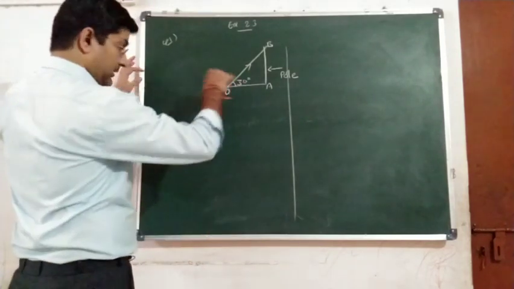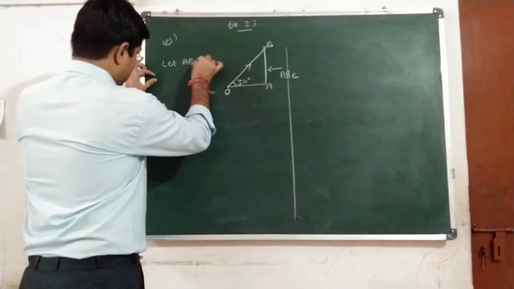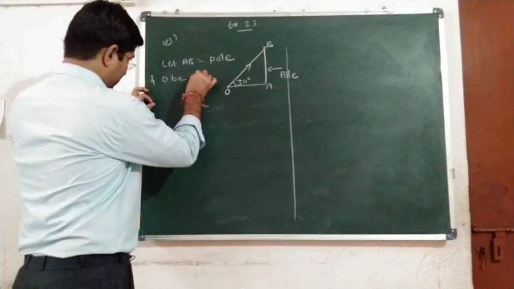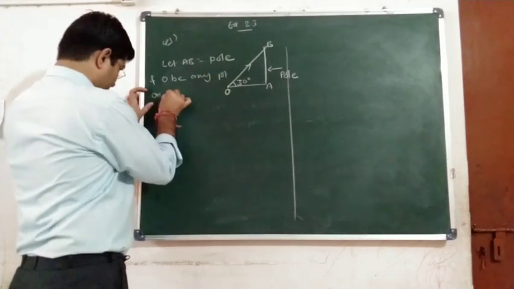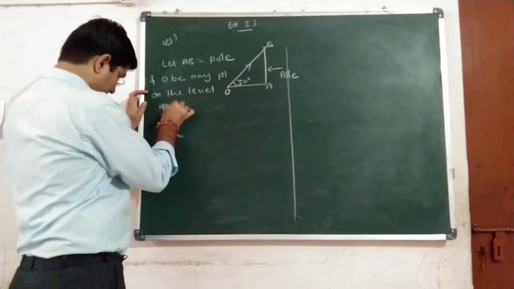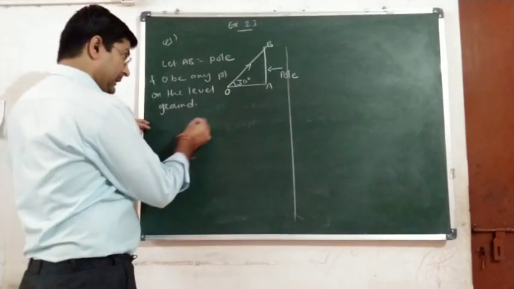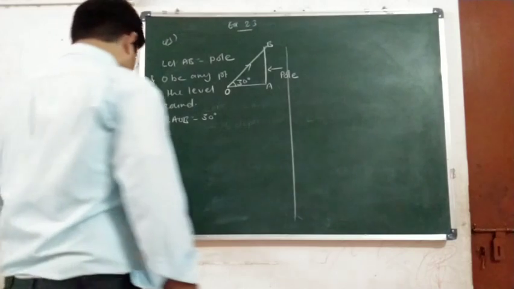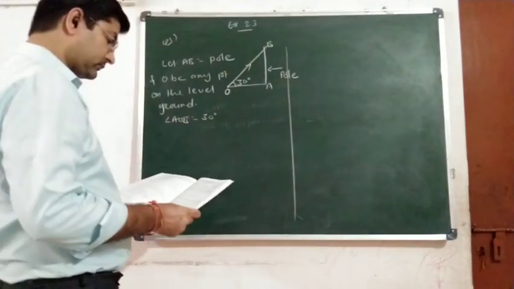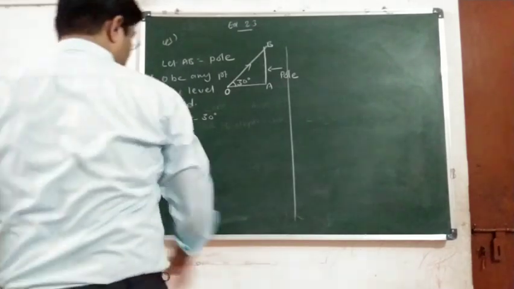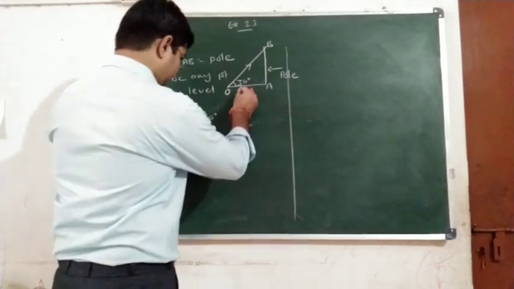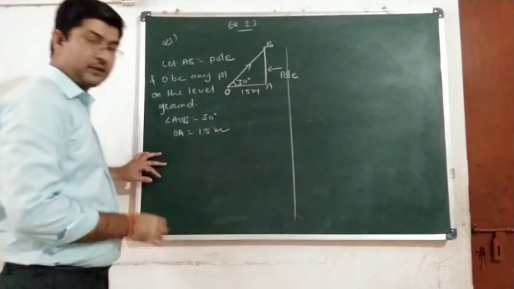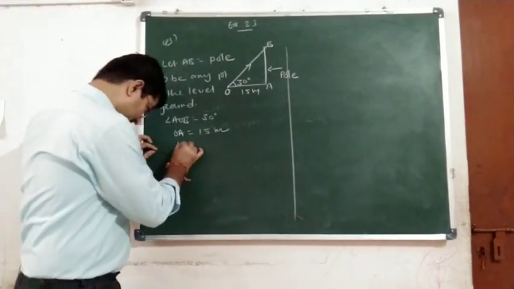So let us first write down the description. Let AB be the pole and O be any point on the level ground. Clear? Angle AOB is given to be 30 degrees. You are given one more value, that is the distance of the point, 15 meters away from the pole. So the distance of this point from the pole AB, that is distance OA, is given as 15 meters. So we will write down here OA is given to be 15 meters. Now we have to calculate the height of the pole, the height AB.